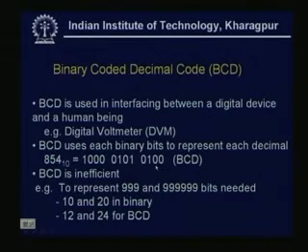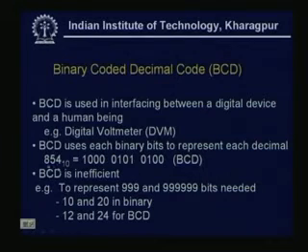Now, another is the binary coded decimal code. It is called BCD. That BCD is used for applications where it is interfacing between a digital device and a human being, say the digital voltmeter, and the BCD uses binary bits to represent each decimal digit.